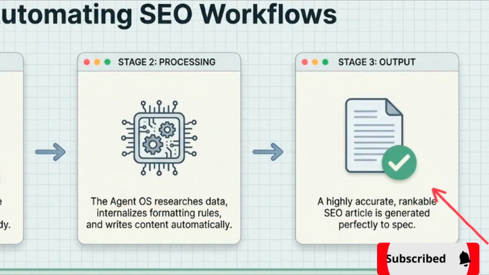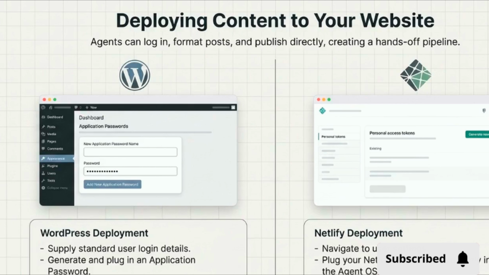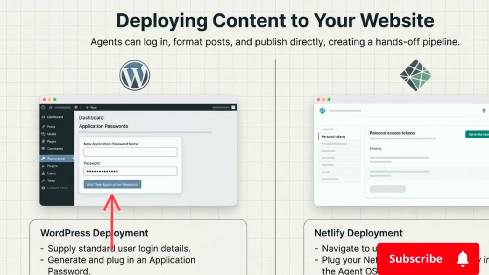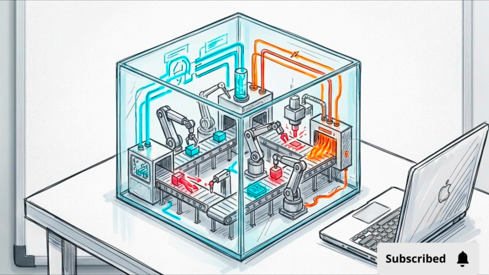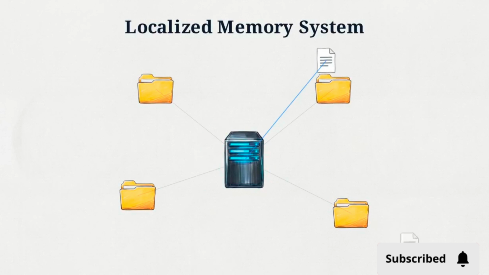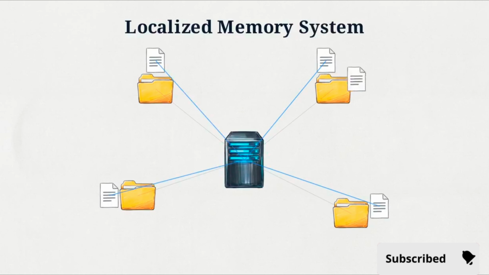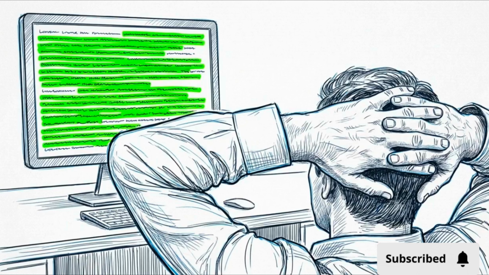The final step is connecting that localized output to the web. By plugging an application password for WordPress or an access token for Netlify into the OS, the agent can format and publish posts directly to your live site. You have successfully built a private automated pipeline. Because all historical data and instructions are permanently logged in your localized memory, the system requires less manual input tomorrow than it did today.